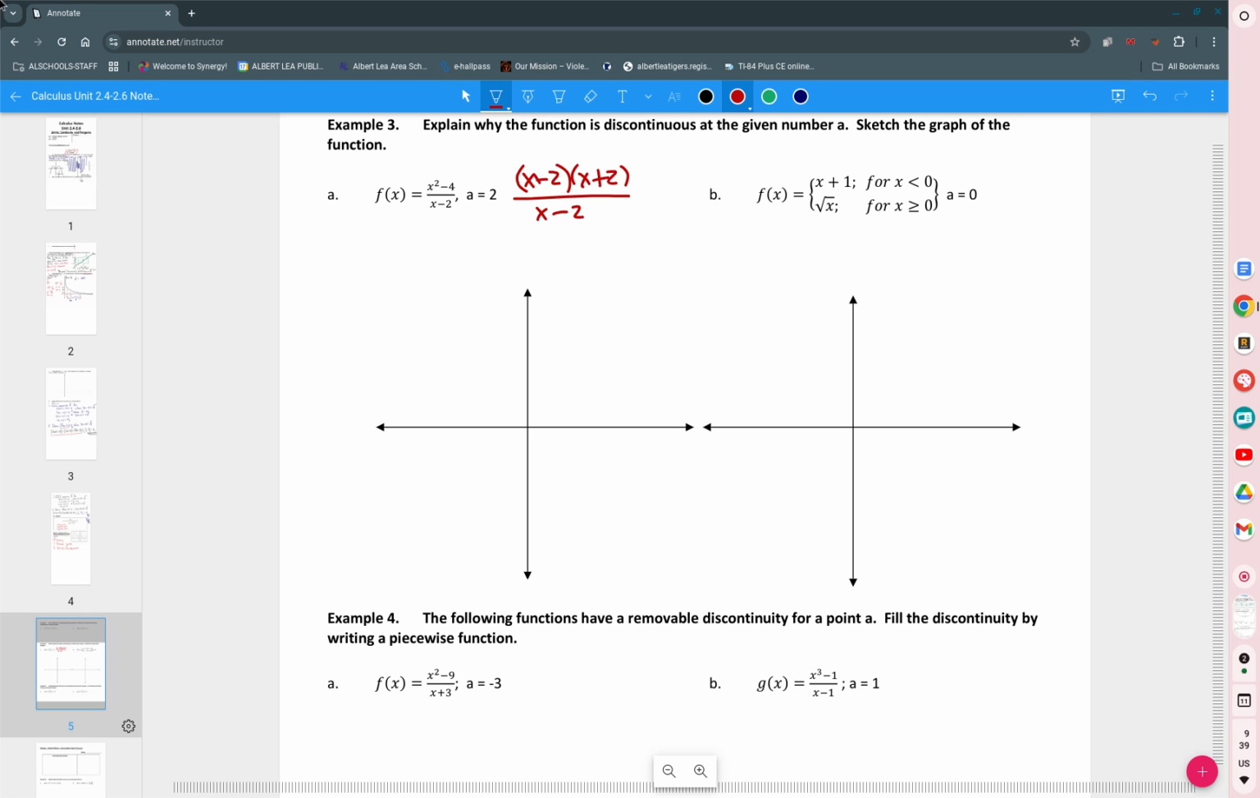The x minus 2's will reduce. That means that this function wants to look like x plus 2, except it's discontinuous at 2. So what that means is I draw my function, and when I get to the number 2, I leave an open circle. Okay, if it divides off evenly, that means we have an open circle.